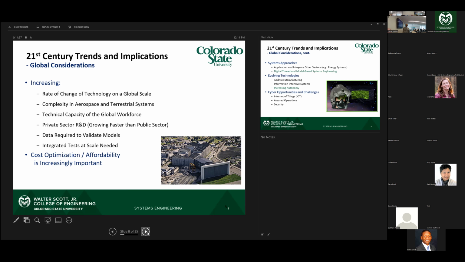The data required to model things sometimes can be onerous as well. So we have more data than we've ever had. We have probably data overload in many areas. We are looking at trying to find ways of getting actionable data, because the actionable data is really what we want, not just more data. And then we have cost optimization and affordability. That becomes ever so much more important, particularly since we're now, as a country, competing on a global market rather than just being at the forefront of everything.